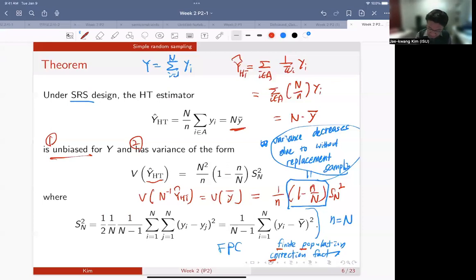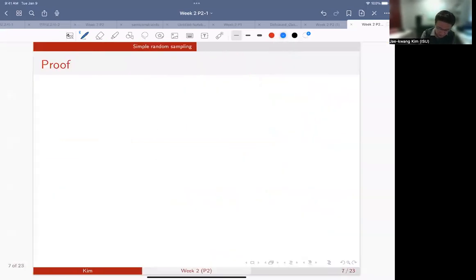Now let's try to prove this result. Why do we get this variance result? We want to use the Yates-Grundy variance formula. That is applicable only for a fixed sample size design.